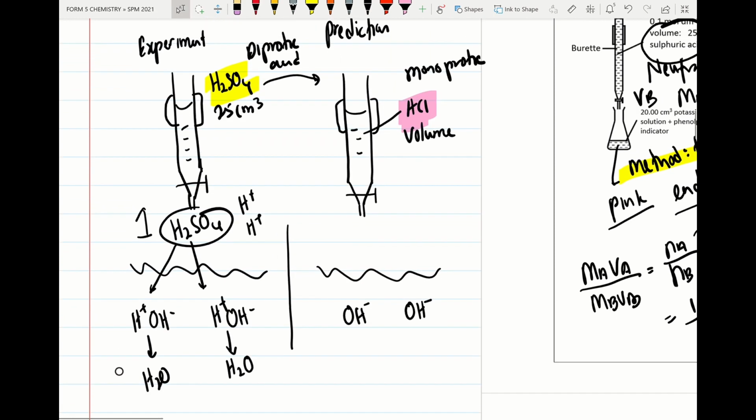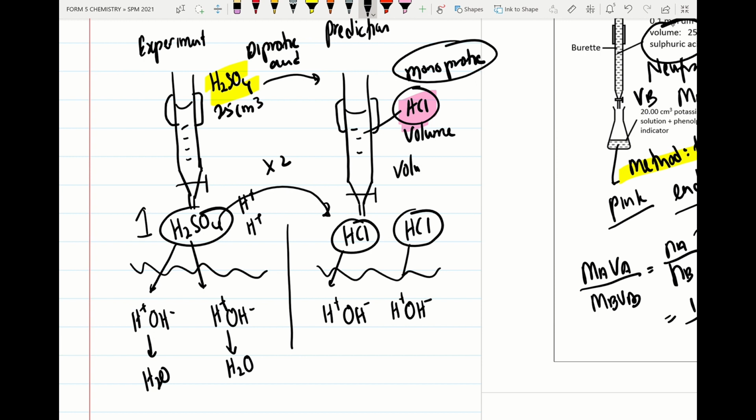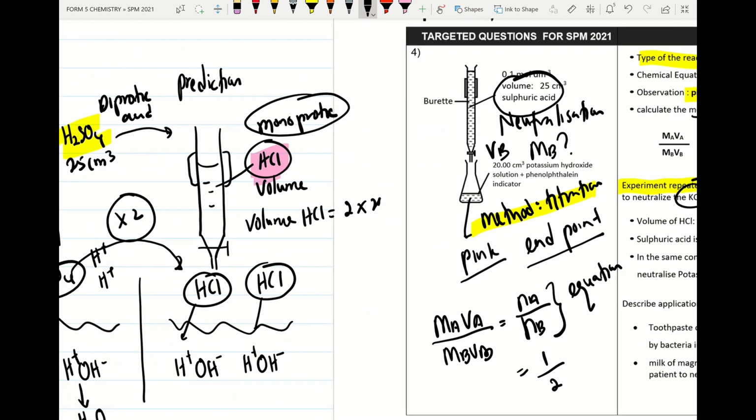When we repeat the experiment using hydrochloric acid, since hydrochloric acid is monoprotic, 1 mole of hydrogen chloride will ionize to produce 1 hydrogen ion. Therefore, we need 2 molecules of hydrogen chloride, so it will ionize and produce hydrogen ions, 1 becomes 2. So that means we need to take the volume of hydrochloric acid times 2. So 2 times 25, the volume given here is 25, so 2 times 25 will be 50.0 cm3.